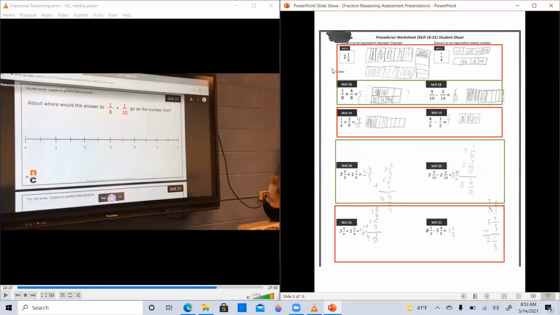So if you take a look at the first part right here, what this says is convert to an equivalent improper fraction, right? So this is a mixed number. What he did is he showed really good conceptual understanding, okay? He drew it out, and the answer is 11/5, and he drew out 11/5. Even if he would have written 11/5, it's not what we're looking for. What we're really looking for is applying that procedure.